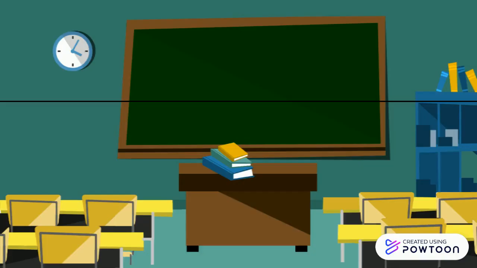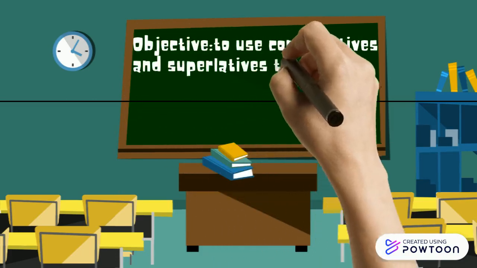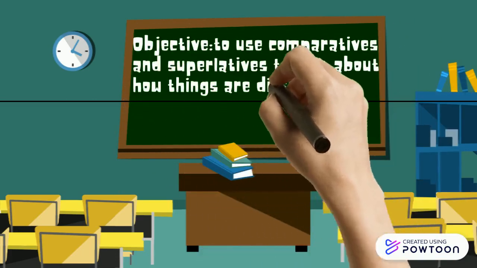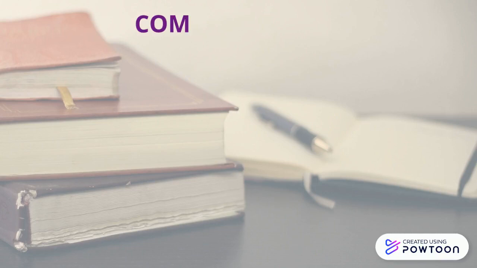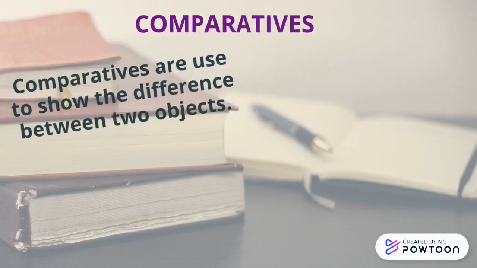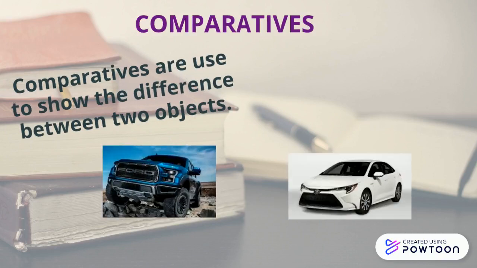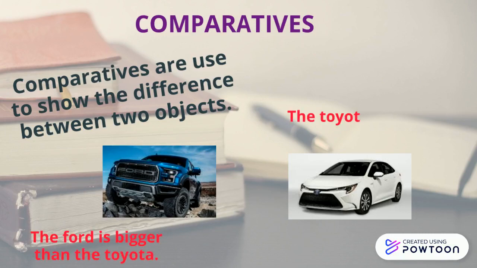Let's start. The objective of the class is to use comparatives and superlatives to talk about how things are different. Comparatives are used to show the difference between two objects. Here we have two cars that we're going to compare, one Toyota and another Ford. For example, the Ford is bigger than the Toyota. And to the contrary, the Toyota is smaller than the Ford.